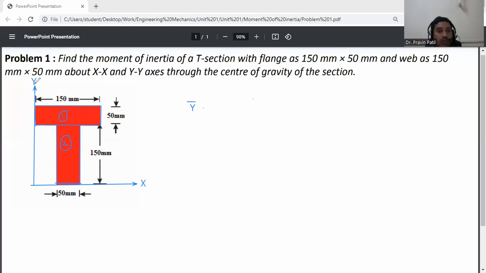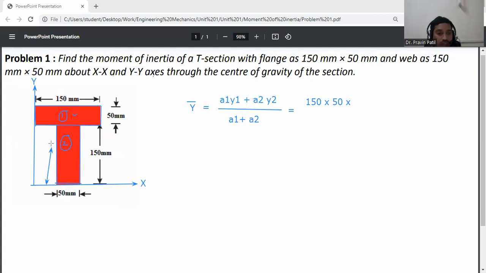The y bar formula is: y bar is equal to a1 y1 plus a2 y2, divided by a1 plus a2. Okay, so a1 means the area of the first rectangle part. What is the area of this first rectangle part? It is 150 by 50, so just write down 150 into 50. Okay, this is a1.